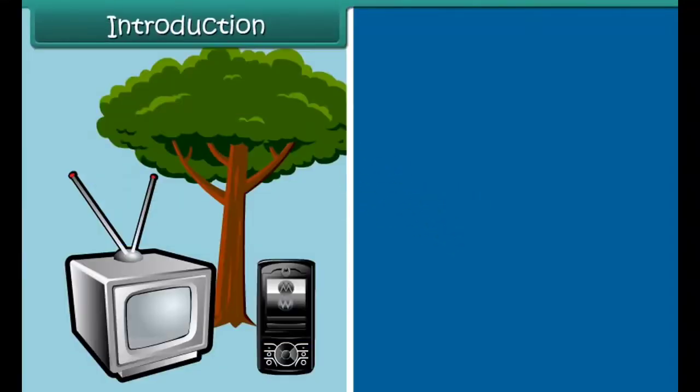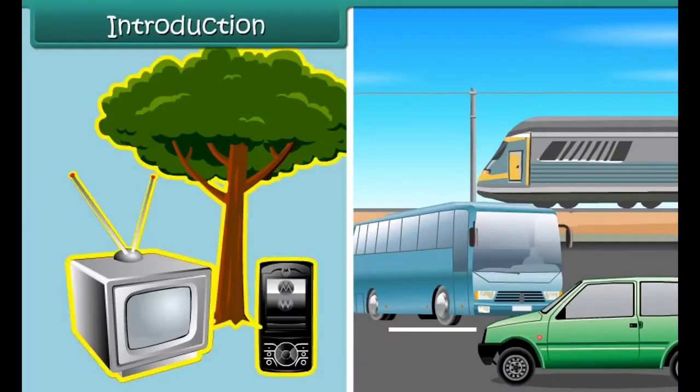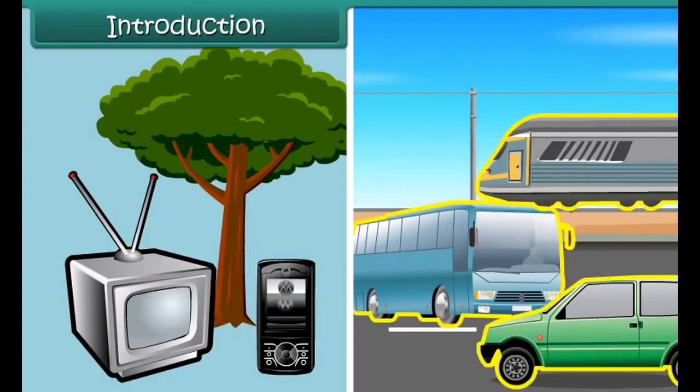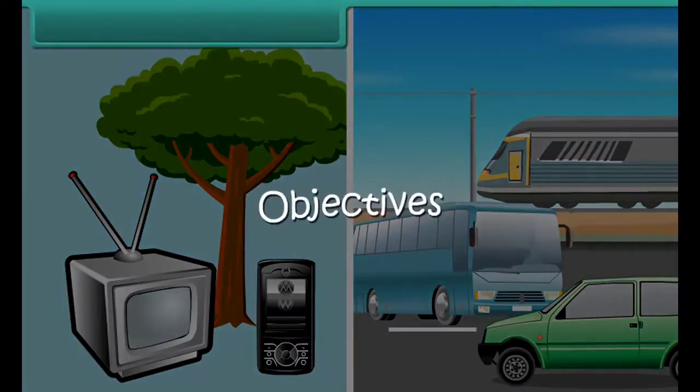Introduction. The name of the topic is motion and time. Look around yourself and you will find objects like mobiles, trays and TVs, cars, buses, trains, etc. Now, objects like TVs, mobiles and trays are static because their position cannot change with time. But objects like cars, buses and trains are non-static because their position can change with time.